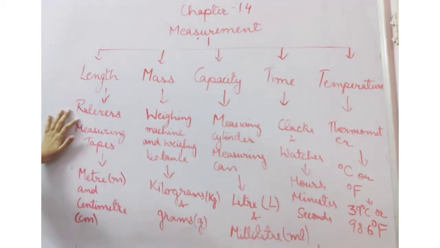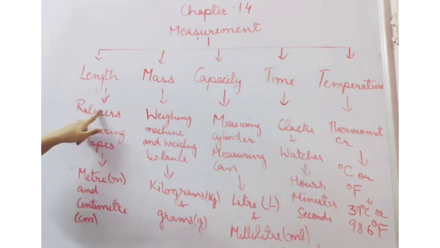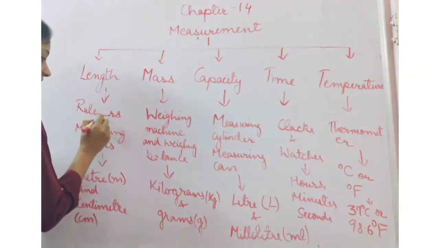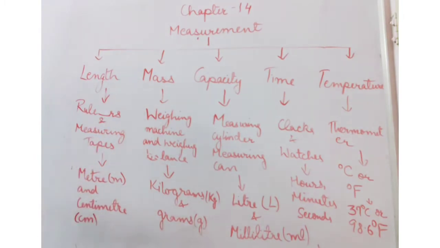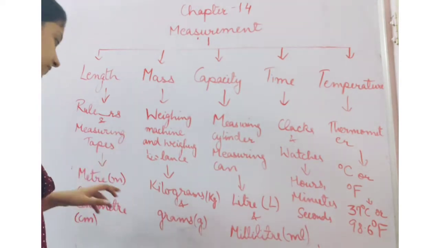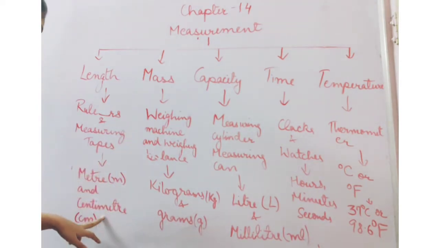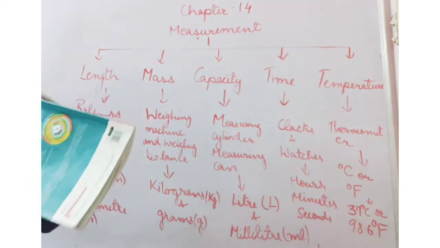So we use rulers and measuring tapes to measure length. Now, the standard units of length are meter and centimeter. Meter is the bigger unit, centimeter is the smaller unit. To measure the length of a cloth, a long cloth, we will use meters. To measure the length of a notebook like this one or a book, we'll use centimeters.